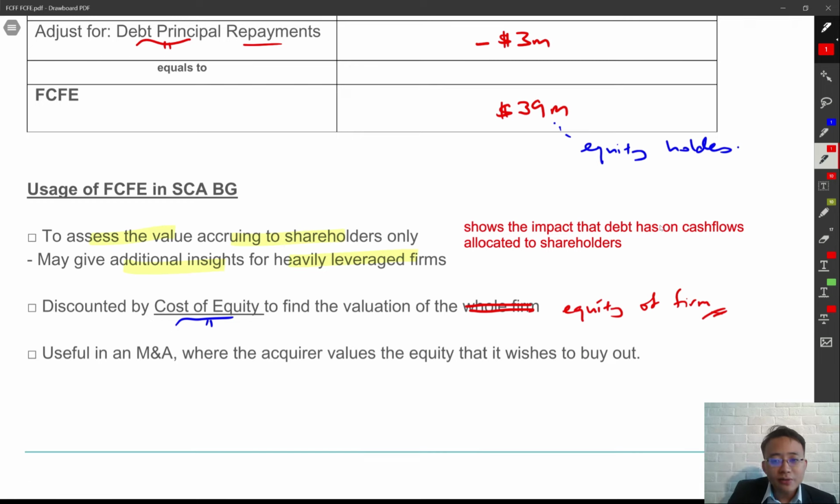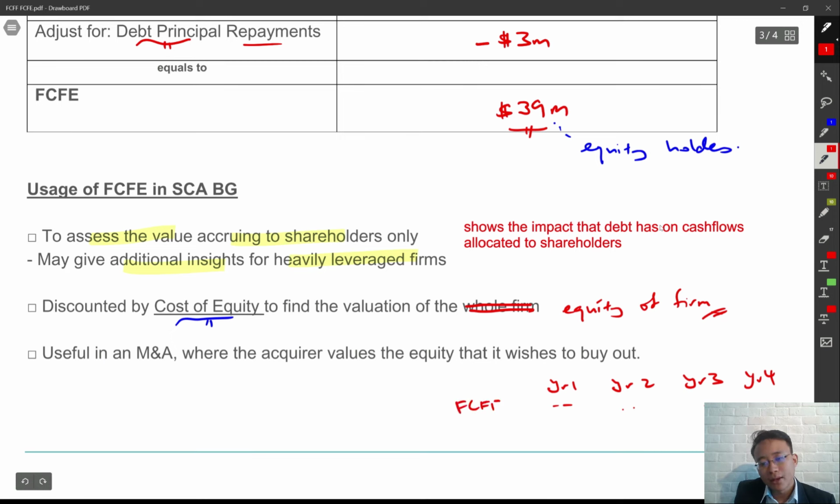So when we are valuing the whole equity, which is what we buy when we acquire a firm, right? When we acquire a firm, you essentially take over all the equity. So what is the total value of the equity of the firm? You could use free cash flow to equity, discount it by the cost of equity, and you get the value of the equity of the firm. And same thing, you will have FCFE for multiple years, year 1, year 2, year 3, year 4. You would discount it and you would get your present value, and that's how we do our valuation.